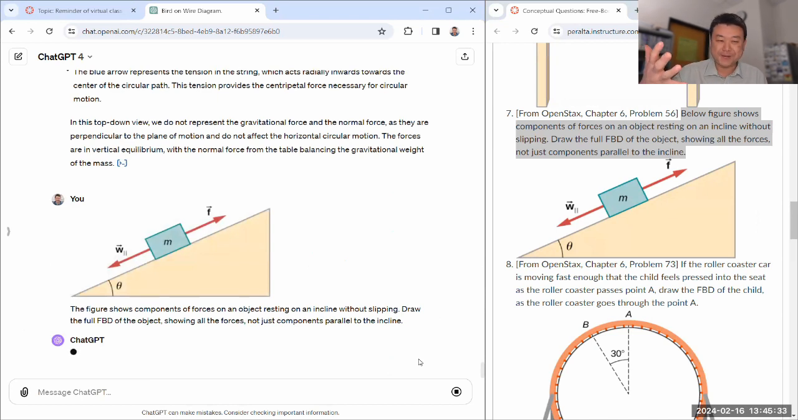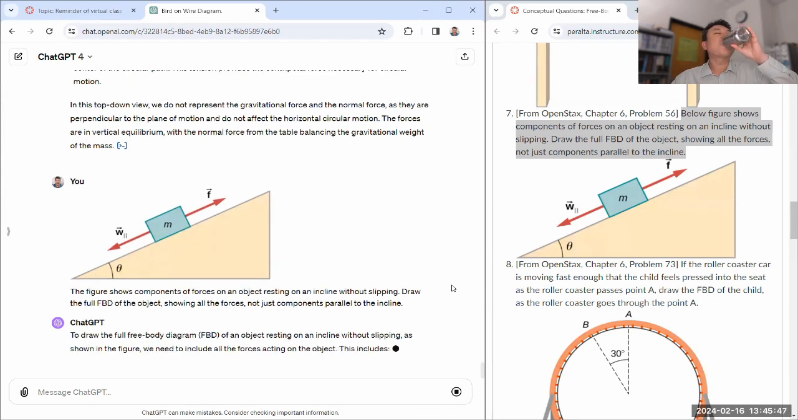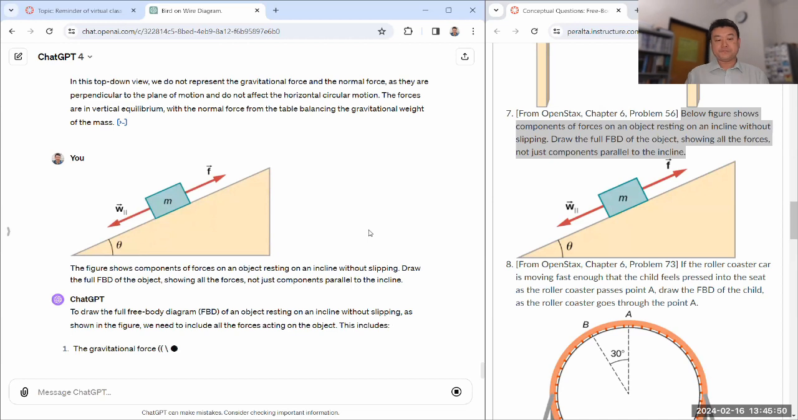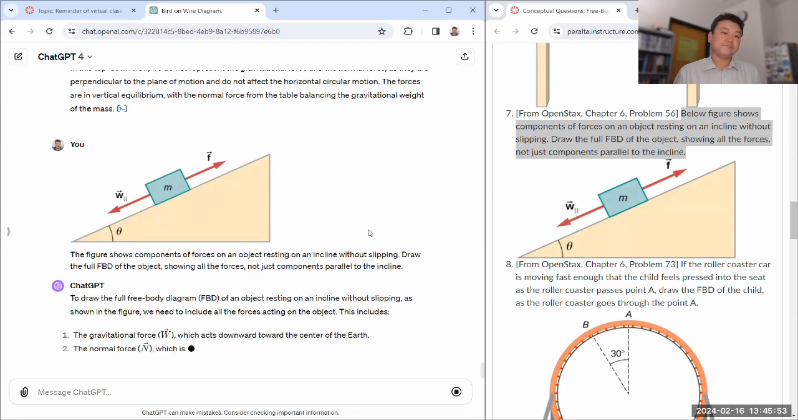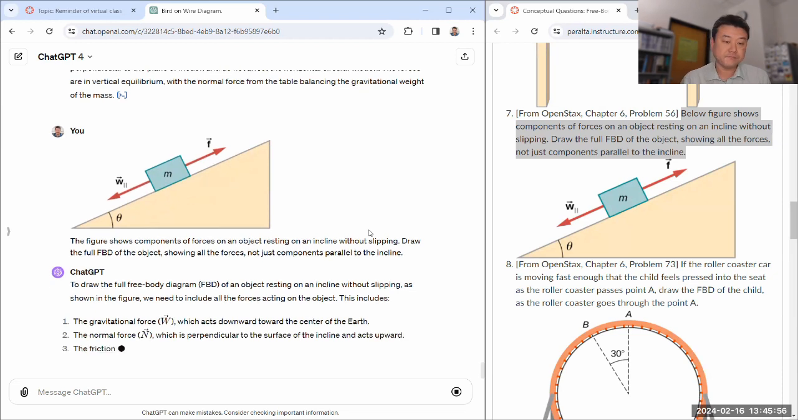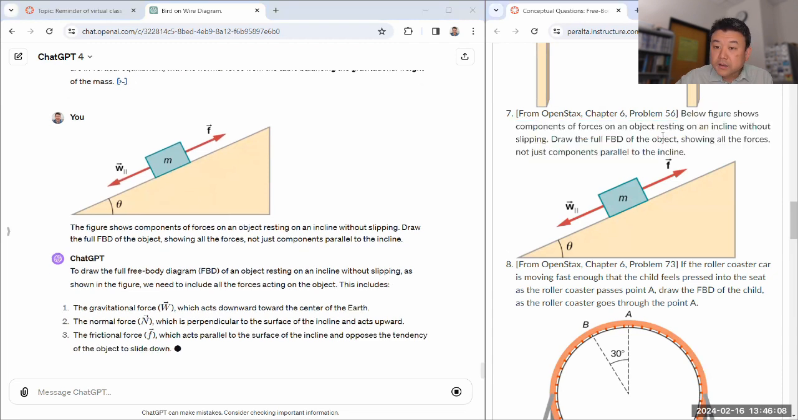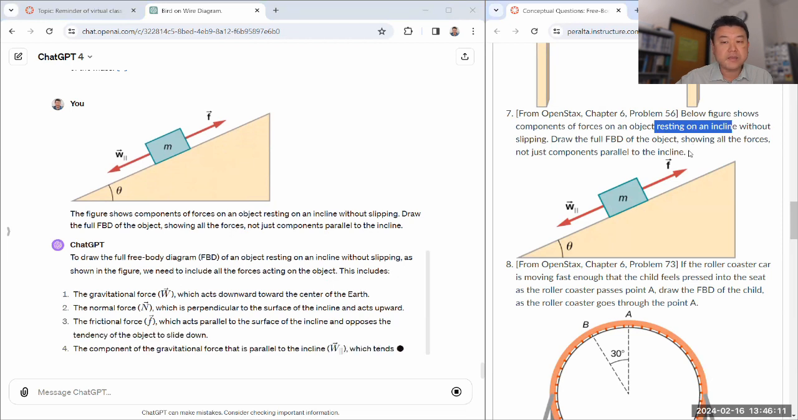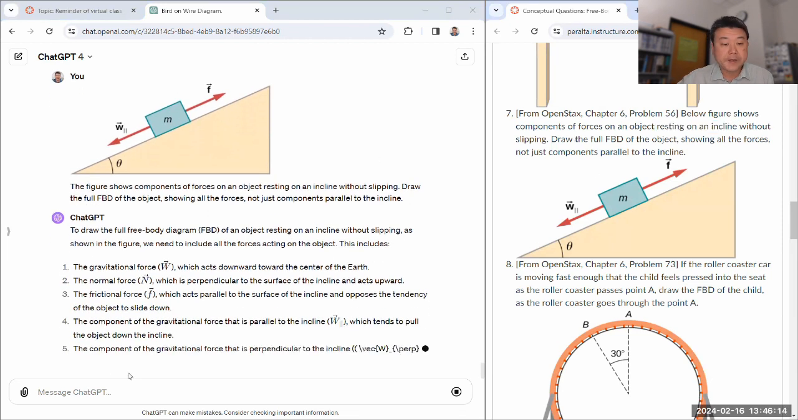It hasn't done well with the inclined plane problem so far, and it kept insisting on breaking up forces into components. We'll see how it deals with this. Gravitational force, just straight downward. Normal force, perpendicular, good. Friction force, yeah. Here, I think you are resting on an incline, and in order for that to be possible, there must be friction, yeah.